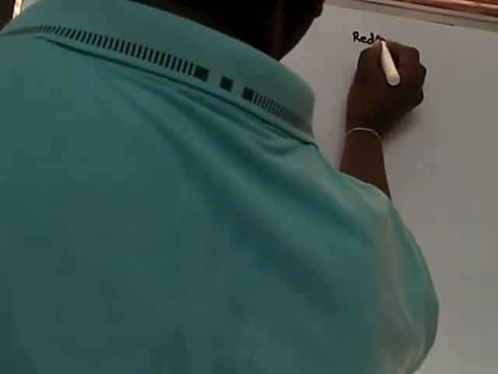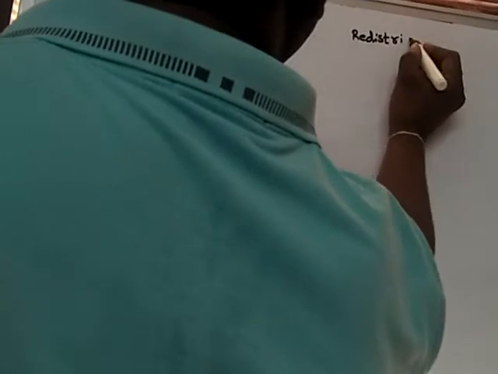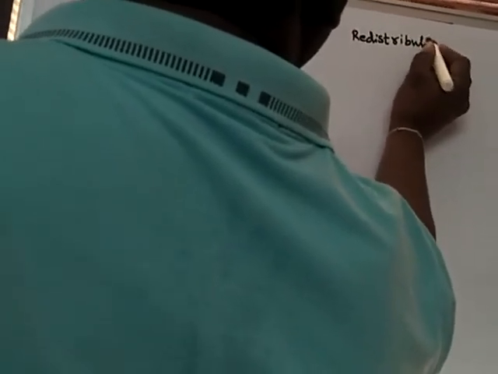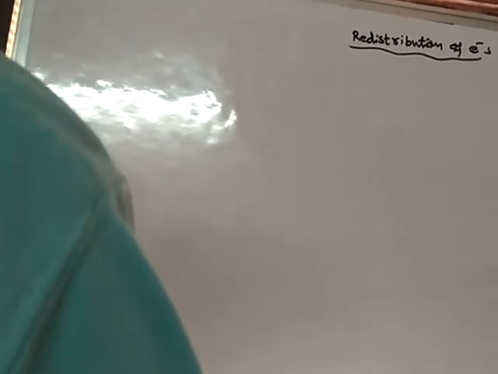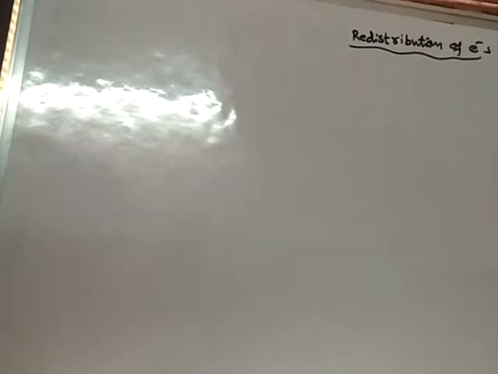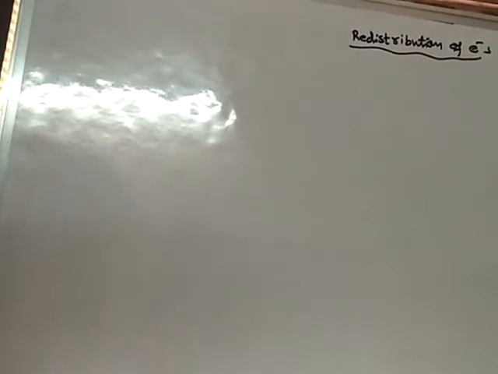See, redistribution of electrons. Why should redistribution of electrons happen? Because due to redistribution of electrons, the elements get inert gas configuration. In order to get inert gas configuration, the atoms undergo redistribution of electrons.